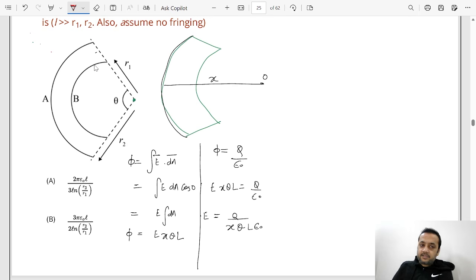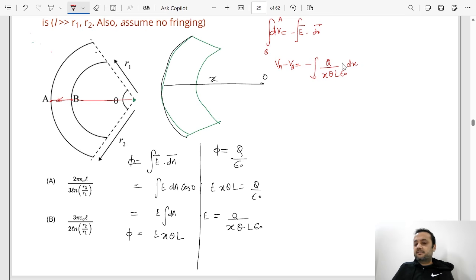Now potential difference we can also find using E dot dr. So if I go from this point to this point, I'm going from B to A. So remember dV is equal to minus E dot dr, or we can say E dot dx because this variable I'm calling x. So if I integrate this expression from B to A, this will become VA minus VB is equal to minus of electric field, which is Q upon x theta L epsilon naught, into dx.